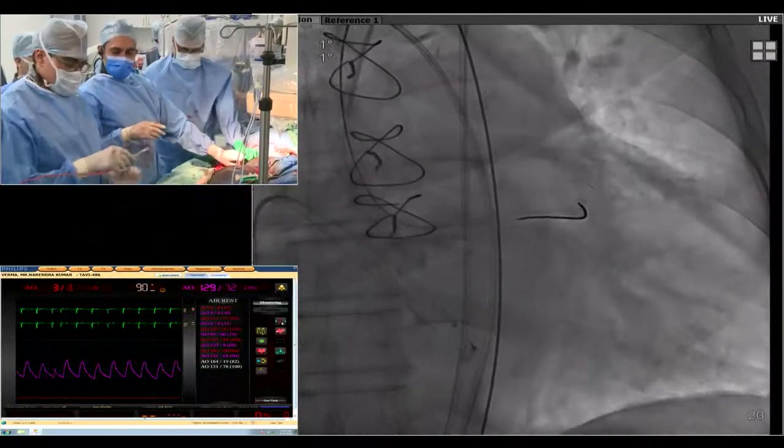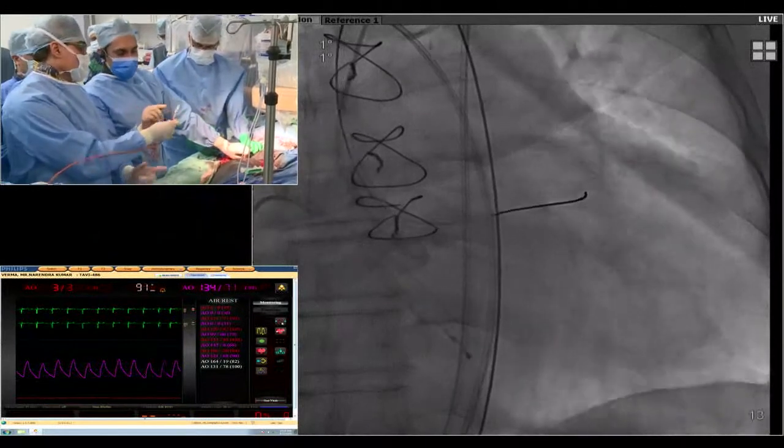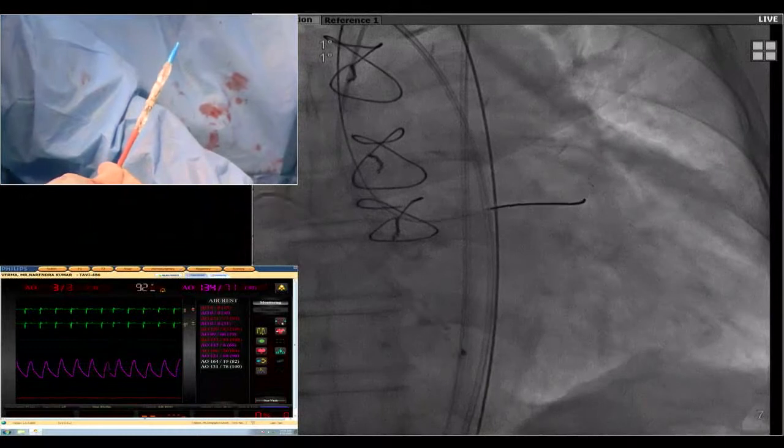Dr. Sanjeev is checking the orientation. Do you want to comment on the skirt being ventricular? Yes, you can see the skirt here. The skirt is ventricular. We want to make sure it is facing in the right direction. All right, let's go ahead.